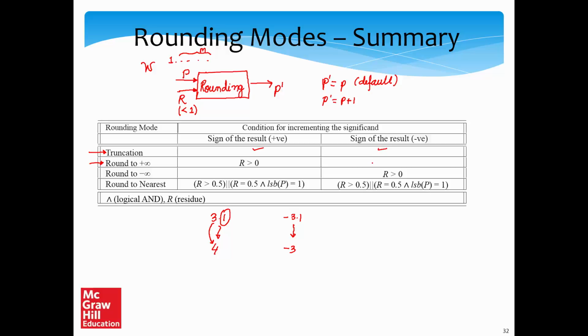If the sign of the result is negative, as in this case, minus 3.1, then if I draw a number line, minus 3 will lie here, minus 4 will lie here, and all intermediate numbers will lie over here. Since we are rounding towards plus infinity, all the numbers will be rounded to minus 3. So if this can be any number of the form minus 3.x, we will truncate this x and we'll round everything to minus 3. So essentially we need to let the default happen, which is that we set P dash equal to P and discard the residue.